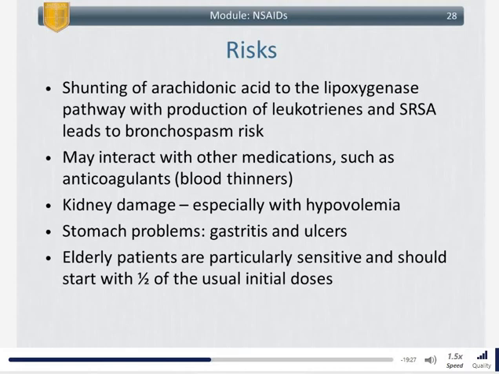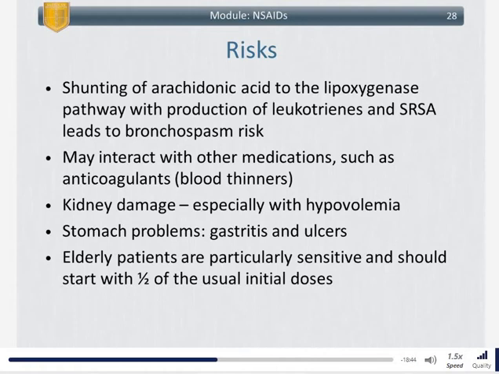So we discussed a little bit how arachidonic acid could be shunted to the lipoxygenase pathway, producing leukotrienes, slow-reacting substance of anaphylaxis. Anti-inflammatories may also react with other medications, such as anticoagulants. It's a double interaction. One is you can alter the blood levels of the anticoagulants, but in addition, if they now have a bleeding ulcer and they're on an anticoagulant, that bleeding ulcer turns into a hemorrhage. Kidney damage, especially in the hypovolemic state.